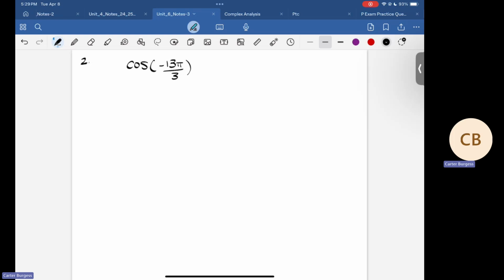But most people lost track of the negative. So we have to do this very, very deliberately. Otherwise, we could mess up.